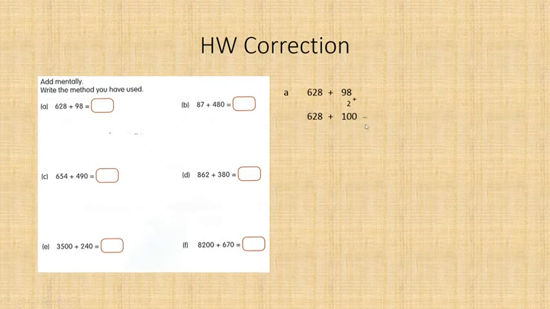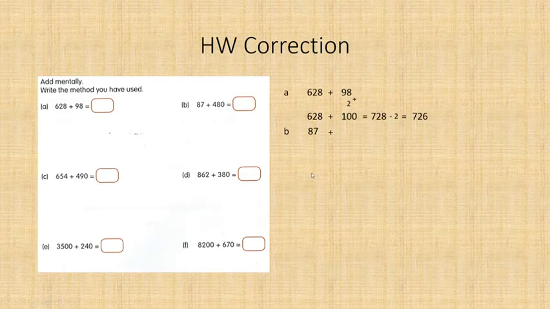So right now the addition is easier. 628 plus 100 is going to be 728. But remember, you added 2 in the question, so you have to subtract it from the answer. So I will subtract 2 from the answer, and it's going to be 726. Okay, so let's go to question number B.